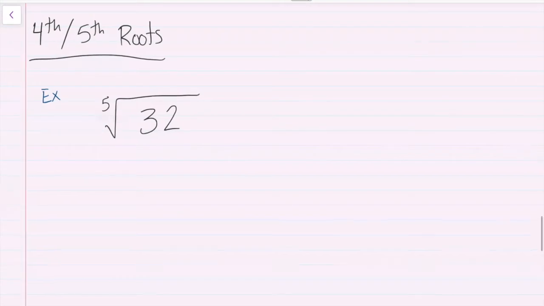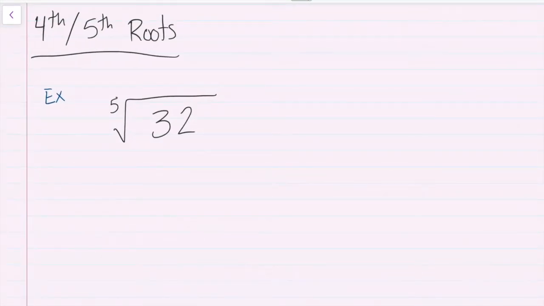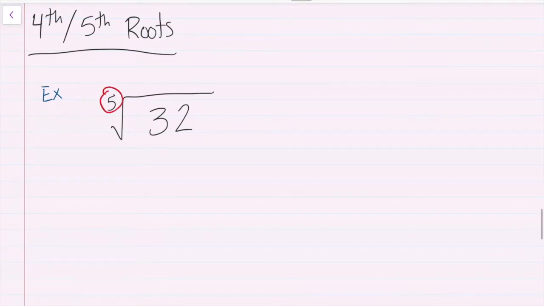Alright guys, so in this video we're going to go over 3 problems real quick. When we're doing fifth roots, the number you see next to the root is basically the number of identical factors you have to find. In this case, we have to break down this 32 and find 5 prime numbers that are the same so we can take them out.